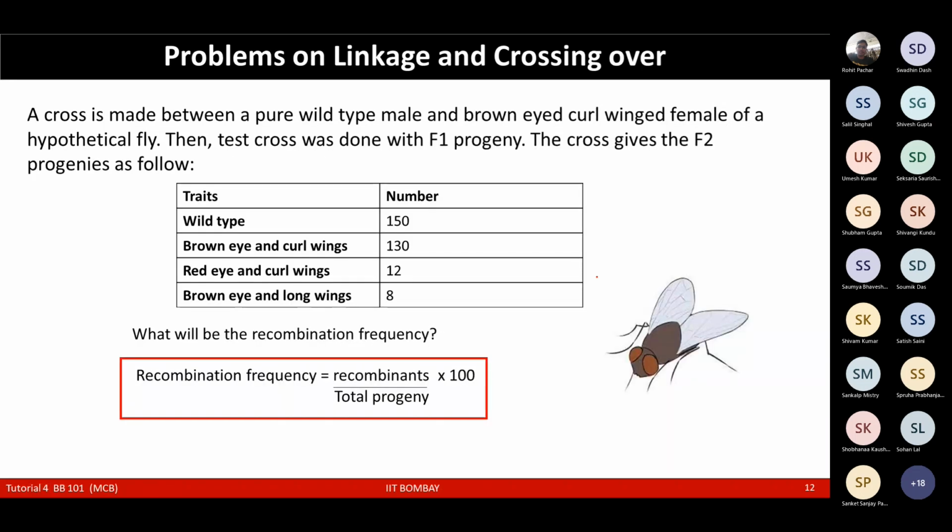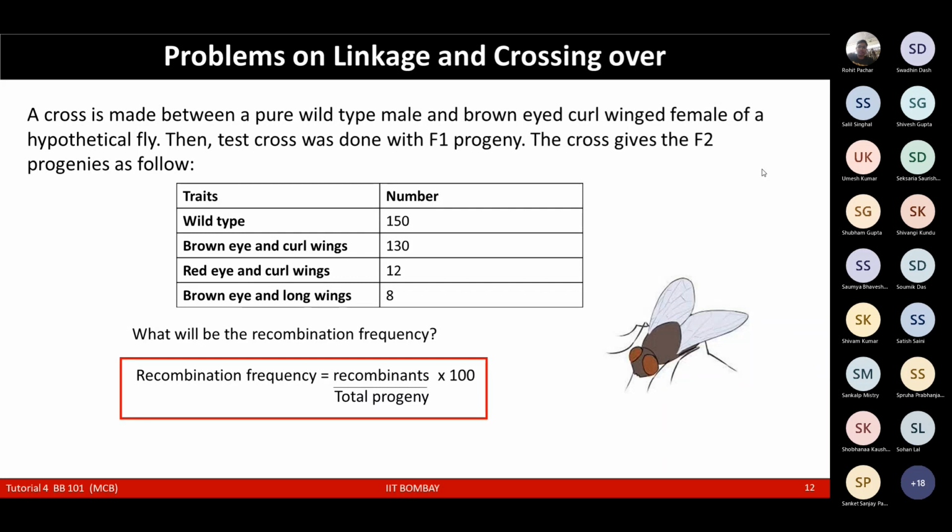Okay, so it's a calculation based question. A cross is made between a pure wild type male and a brown eye curl winged female of a hypothetical fly. Then a test cross was done with the F1 progeny. The cross gives the F2 progenies as follows. So these are the traits and this is the number. Based on this, calculate the recombination frequency. It's easy. You just have to add, divide and multiply by 100. It's a one-line answer actually.